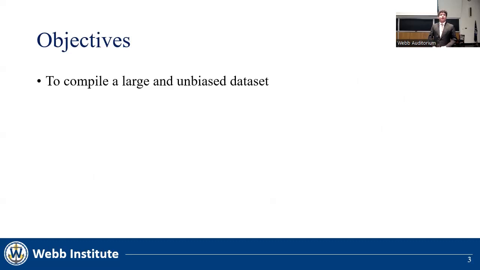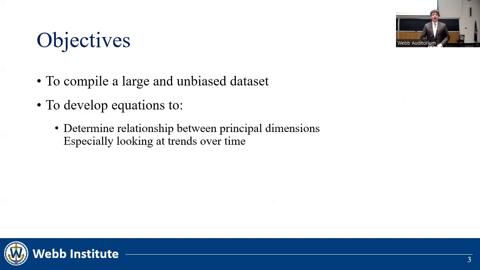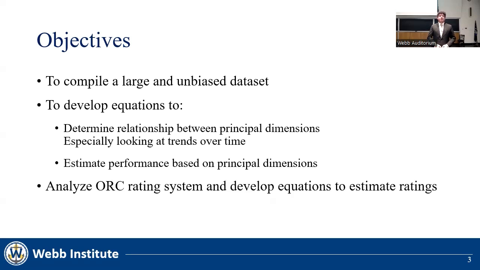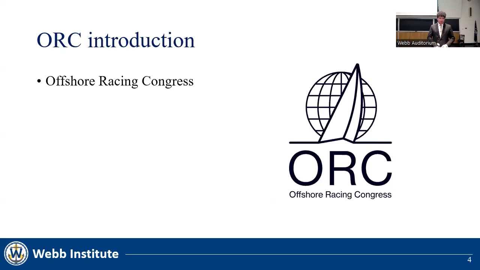So the objectives were, firstly, to compile a large and unbiased data set. Large, so the results are applicable to as many vessels as possible, and unbiased, so the results aren't skewed either for a racing vessel or a cruising vessel. With that data set, I made equations to derive the relationship between principal dimensions, and especially how those principal dimensions changed over time. I also used those relationships to estimate the performance of the vessel. Finally, I analyzed the ORC rating system as a whole and developed equations to estimate the rating of the vessel.